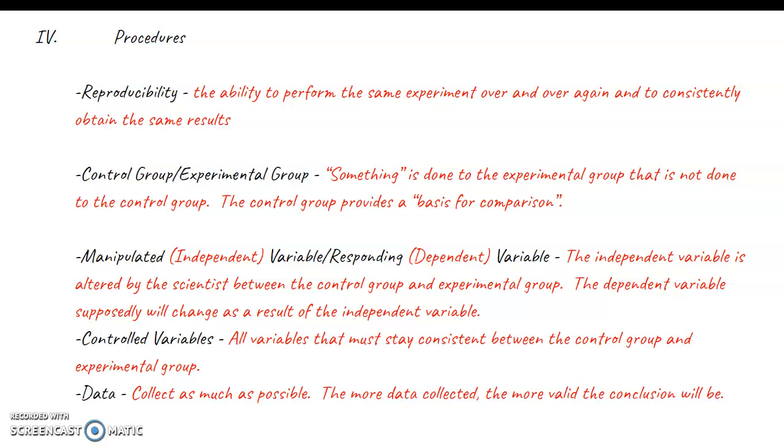In that experiment, there are some essential things that must be incorporated. One of the ideas that must be incorporated is the idea of reproducibility. As it says here, the ability to perform the same experiment over and over again and to consistently obtain the same results. If I give my students a candy bar and they do wonderfully well on the test, other teachers are going to want to know that. But if they perform the experiment and they get bad results, then I'm the one that looks stupid.